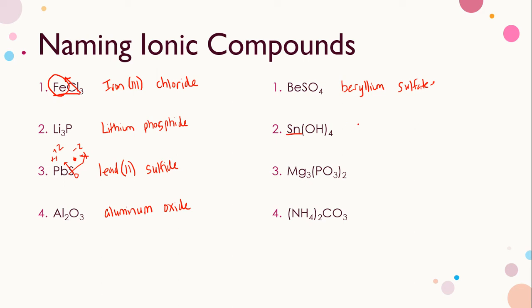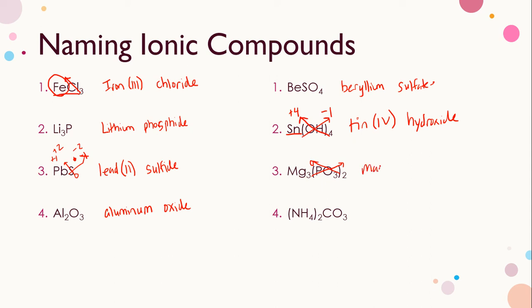Here we have Sn, which is tin. This is part of my group that requires more than one, so I need to uncross it. Hydroxide is a -1. Tin has a +4. Yep, hydroxide's a -1, so I can say tin(IV) hydroxide. Down here, if you uncross them, actually you don't even need to, you can just name it as is.